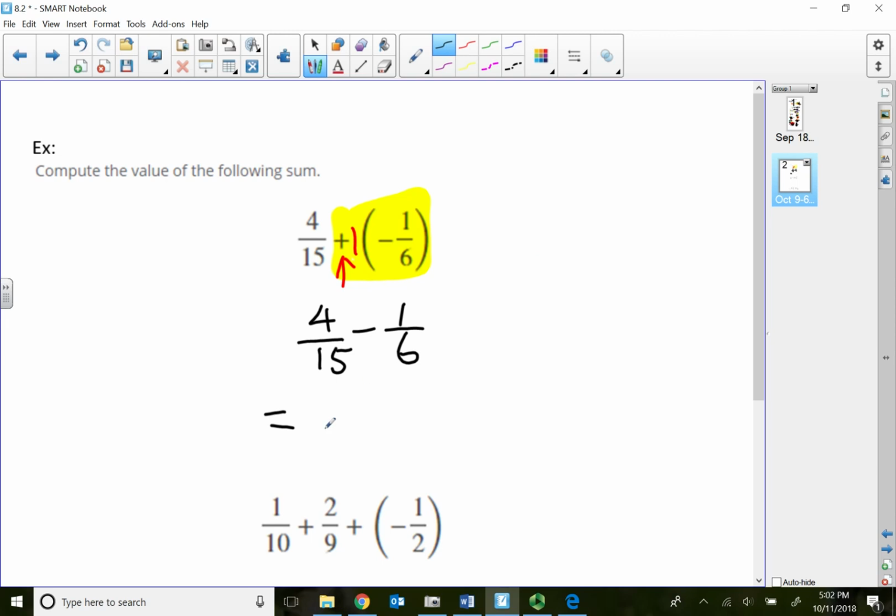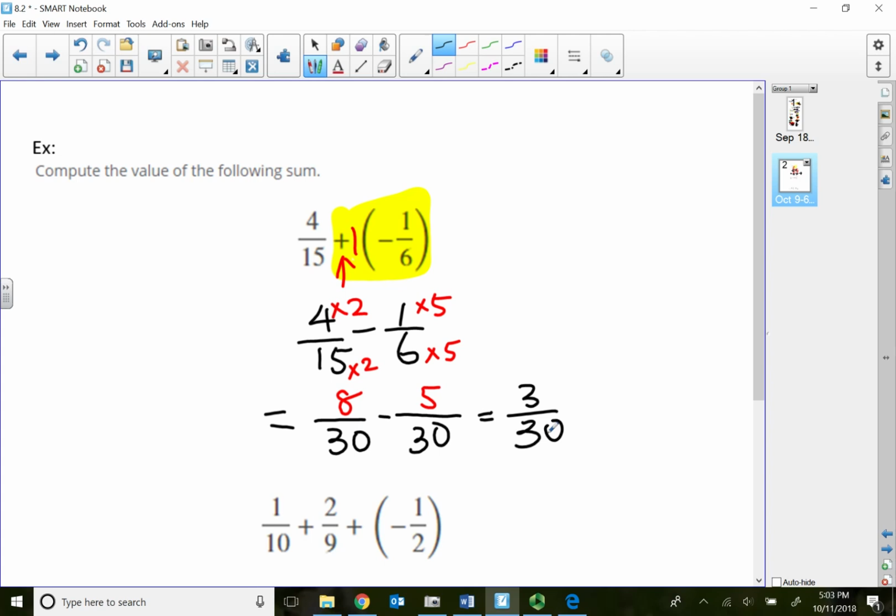The LCD between 15 and 6 is going to be 30, just like we learned in Module 2. For the 15 to become the new 30 as an LCD, I have to multiply by 2. The numerator does the same thing, that's 8. The 6 becomes the new 30, which is times 5. The numerator times 5 is just 5. So 8 minus 5 is 3. That would be 3 over 30, which I can reduce by 3. That would be 1 over 10. That's all it is.